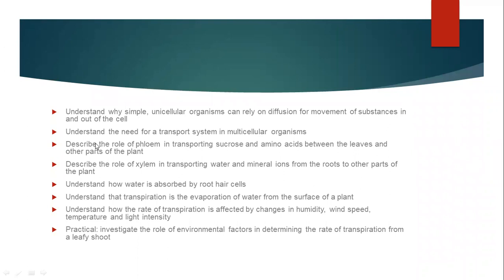And we have to identify the transport system in the plant, the xylem and phloem, and understand what transpiration and translocation are, what the factors affecting the rate of transpiration are, what the advantages and disadvantages of the transpiration process are, and then we investigate different factors that are affecting the rate of transpiration.